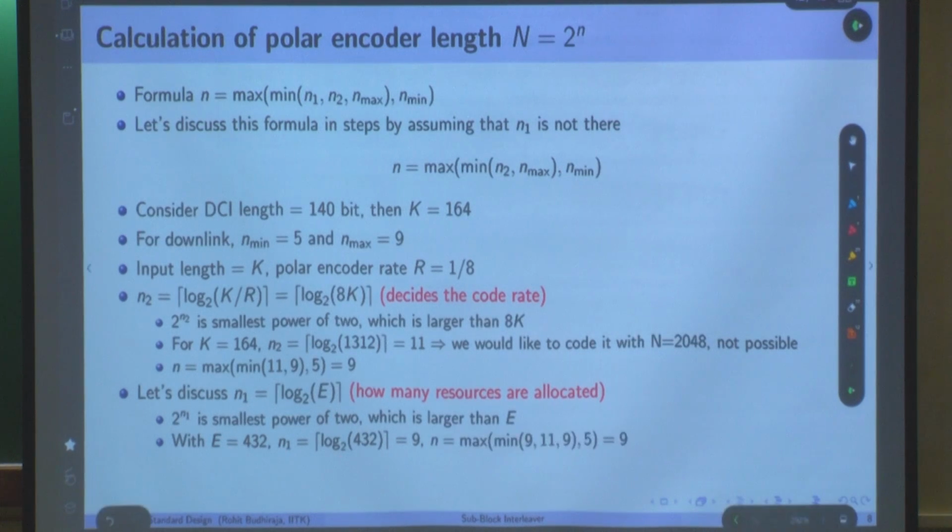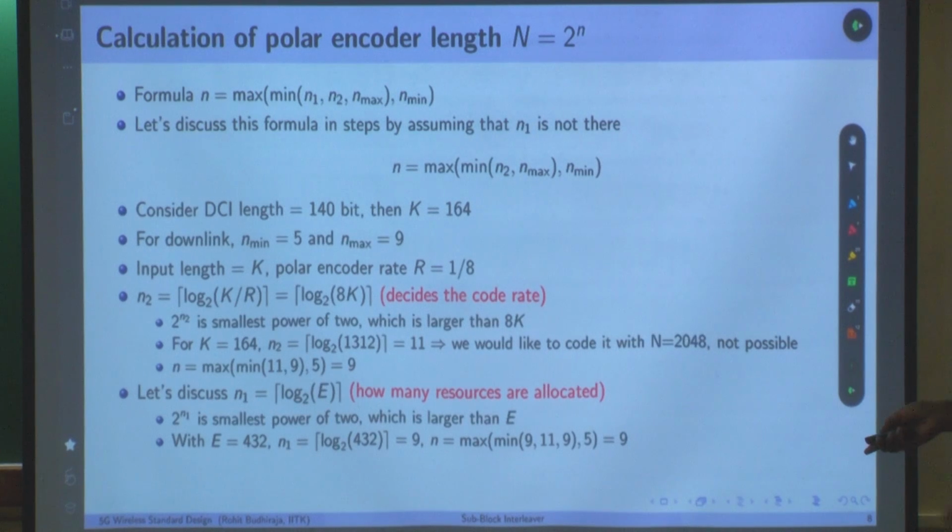Now let's see what happens here. You substitute, now you have all the numbers. I brought back N1 also over here. So what are we saying here? Max, min, this is the formula now. What is N1? I just calculated 9. What is N2? We calculated 11 here. And here it is N max, here it is N min. You do all this: the minimum of this is 9, and the maximum of 5 and 9 is 9. The context of this will be clear when I do another operation.